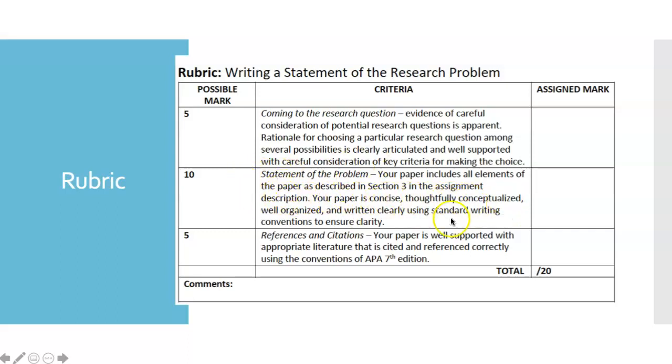So how is your paper constructed? Is it clear and easy to understand what it is that you're trying to say, or do writing conventions, or the lack of writing conventions, get in the way of clarity? Those sorts of things. And then last, references and citations. Your paper is well supported with appropriate literature and so on.